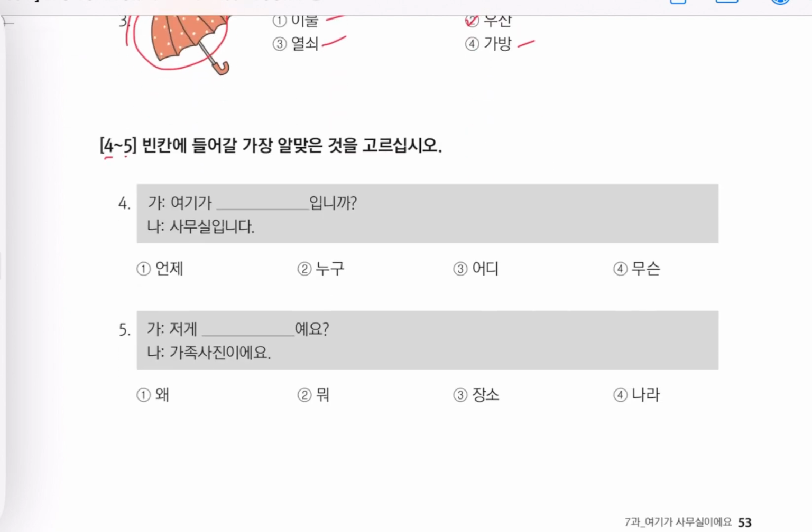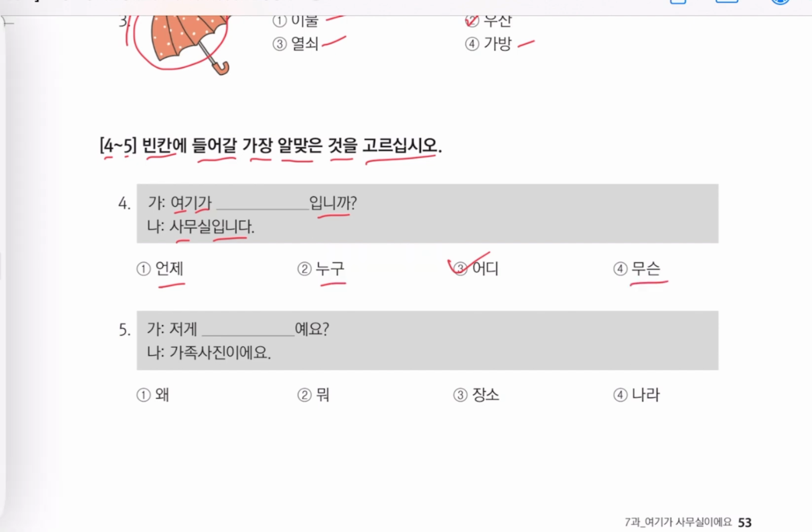Question number 4 and 5. Pinkan is blanks. Thorokhal is go inside. Go to the blanks. Khajang is the most. Almajan, better. Causal object. Korshipshu, kindly select. Yogiga dash imnika samoshil imnida. Yogiga odi imnika. Our answer is number 3. Onje is when. Nugu is who, and Musan is which.